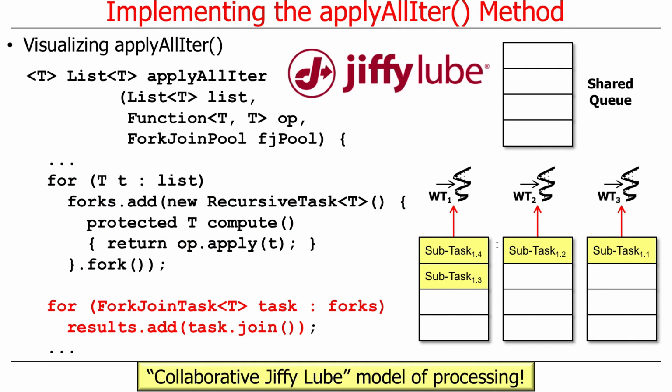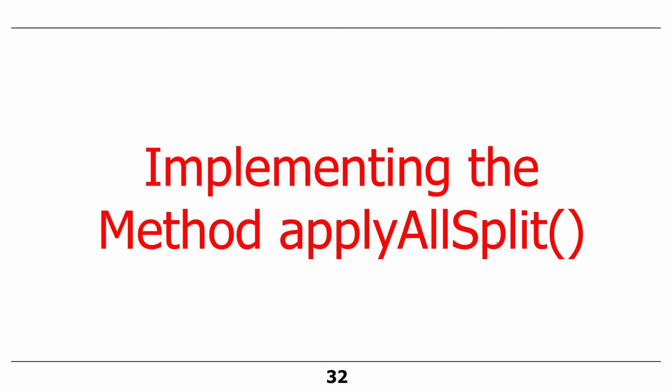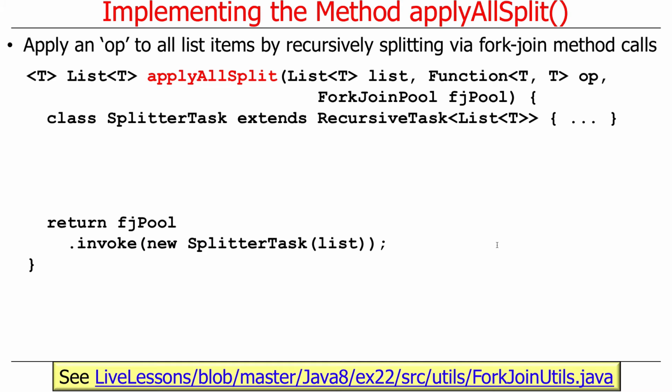Yeah, good question. So this is what I was talking about before about the collaborative Jiffy Lube model of processing. Okay, so that's the simple version, the straightforward one. When we look at the performance results a little later, you'll see that it's simple, but it's also not always as efficient as we would like, for reasons we'll talk about. Okay, let's take a look at a different way of doing things.